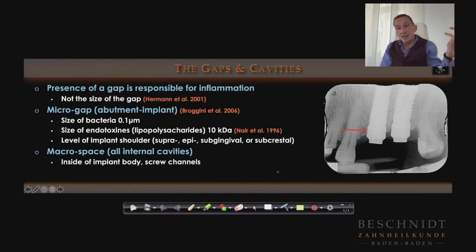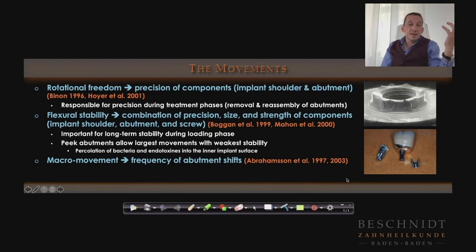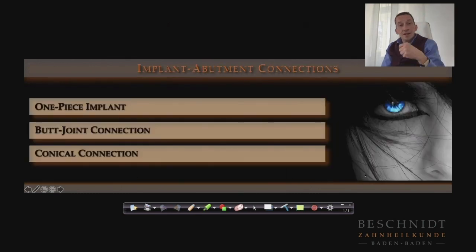And finally, here you see that gap, and if you look at this X-ray, you see we have 2 gaps. We have the gap between bridge and abutment, and we have the gap between implant and abutment. And finally, the movements. The more movable the implant abutment connection is, the more rotational instability and flexural instability we have in the end. So this can lead to damage of the implant abutment device, or in the end also it might damage the implant itself. Let's have a look at the 3 different implant abutment connections.